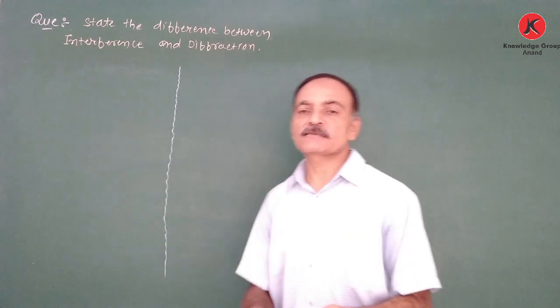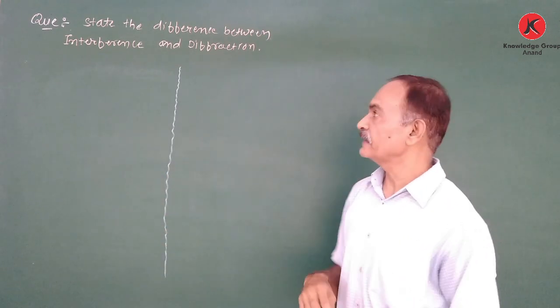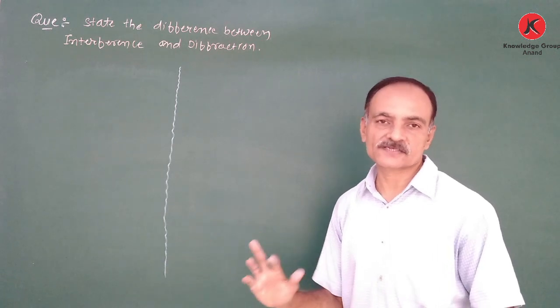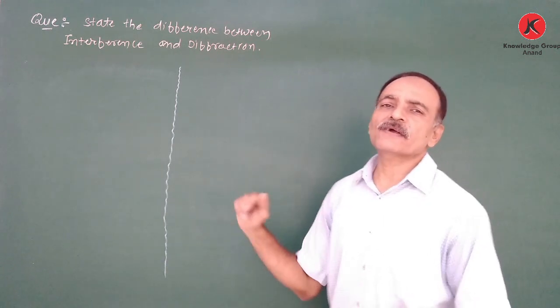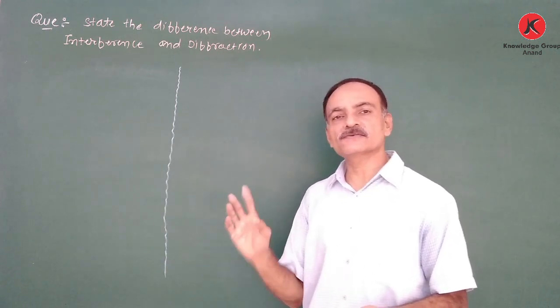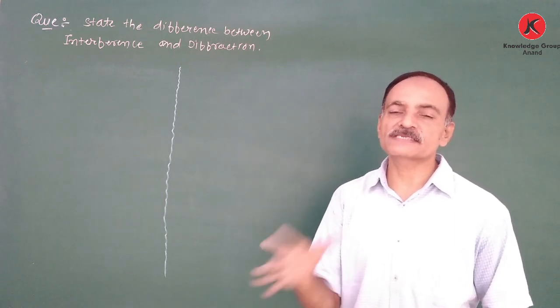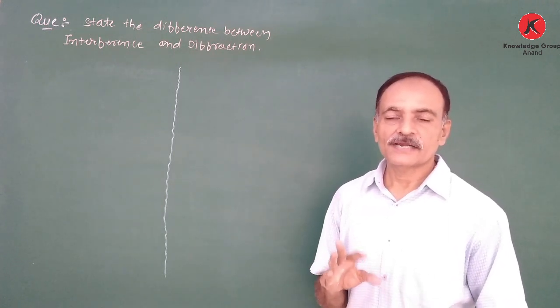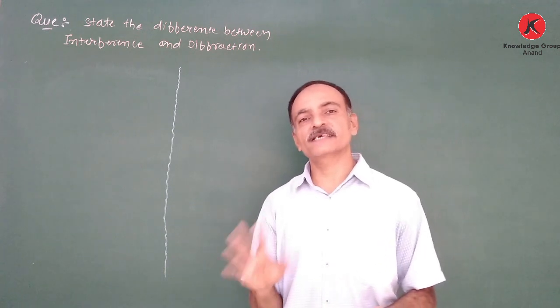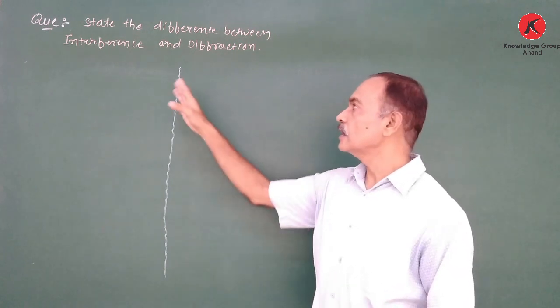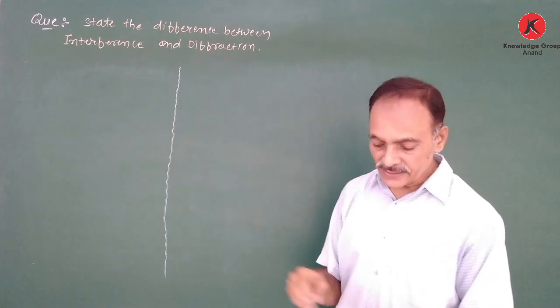Sometimes the 2 marks question may be asked: state the difference between interference and diffraction. In this type of question, each and every point gives you half a mark, that means 0.5 mark. Due to that reason, we have to add at least 3 or 4 points for each part, interference and diffraction.